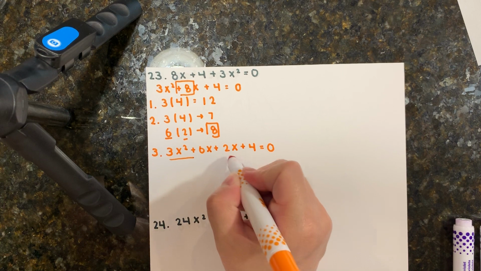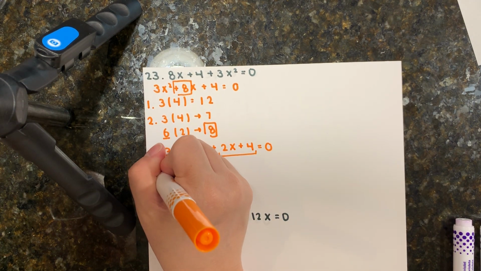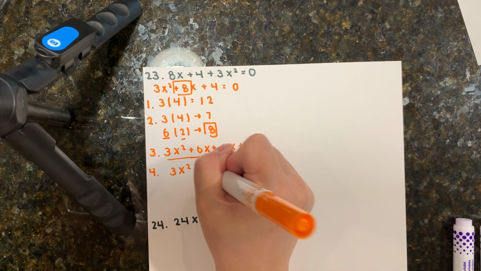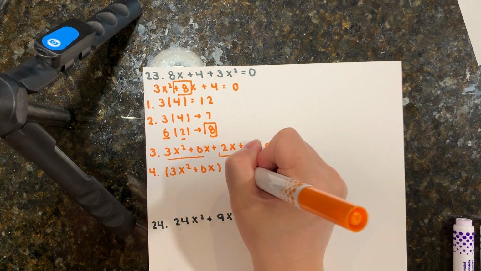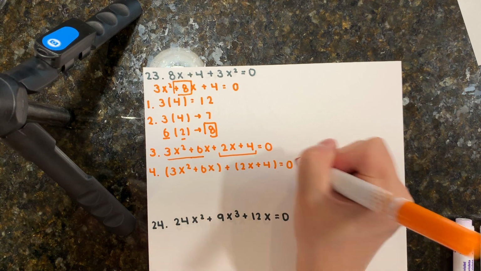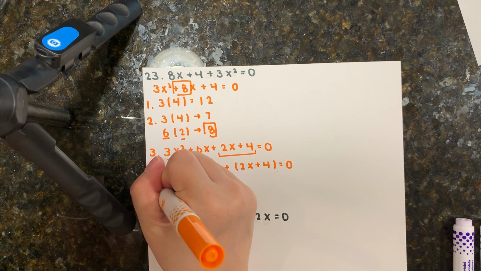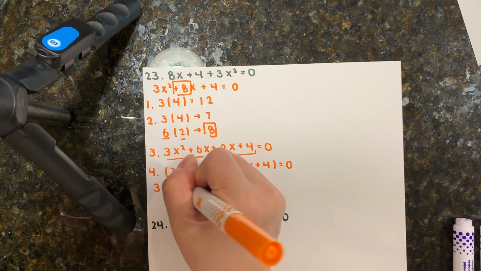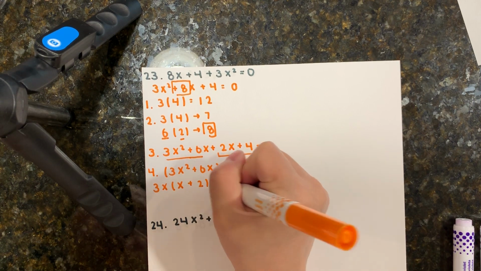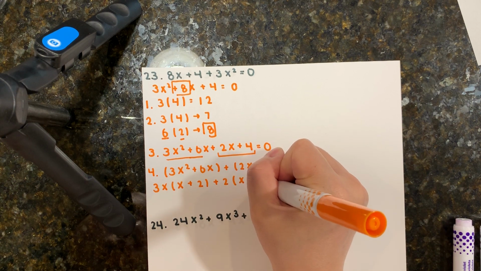These are going to be your first parentheses, and then these will be your second parentheses. So 3x squared plus 6x, and then plus 2x plus 4. So you're going to factor in step 4. What's common between those two terms is a 3 and an x. So that would leave you just an x in the first term and then plus 2 in the second term. And in this next one, just a 2 is common, so that would leave me with x plus 2.